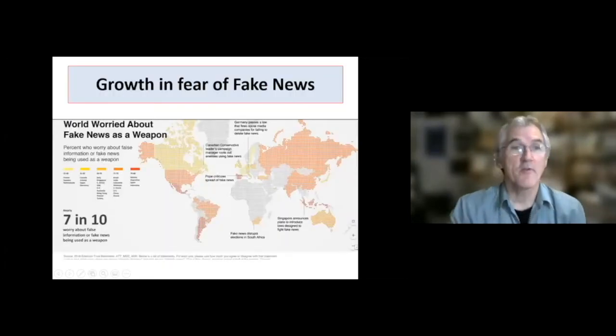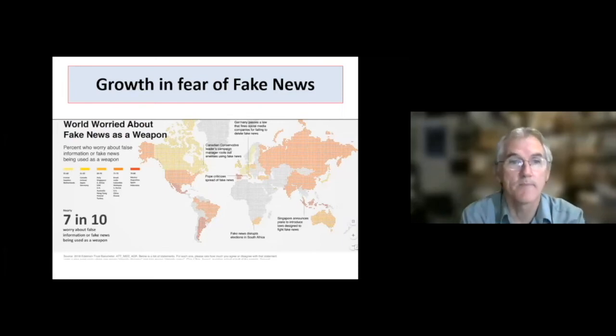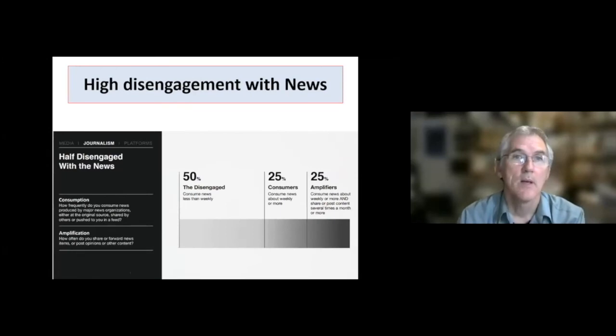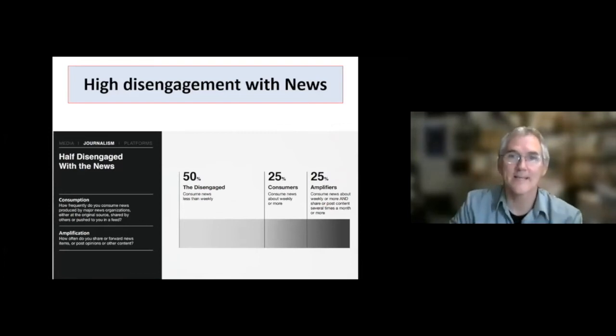There's been a growth of fear of fake news. 7 out of 10 globally worry about fake information or fake news being used as a weapon, weaponized fake news. And we see lots of examples around the world where that has happened. Perhaps more disconcerting for anyone who works in the media is that 50% of the population have now become disengaged. That means they consume news less than once a week. So 50% of the population don't read or look at news once a week or less.